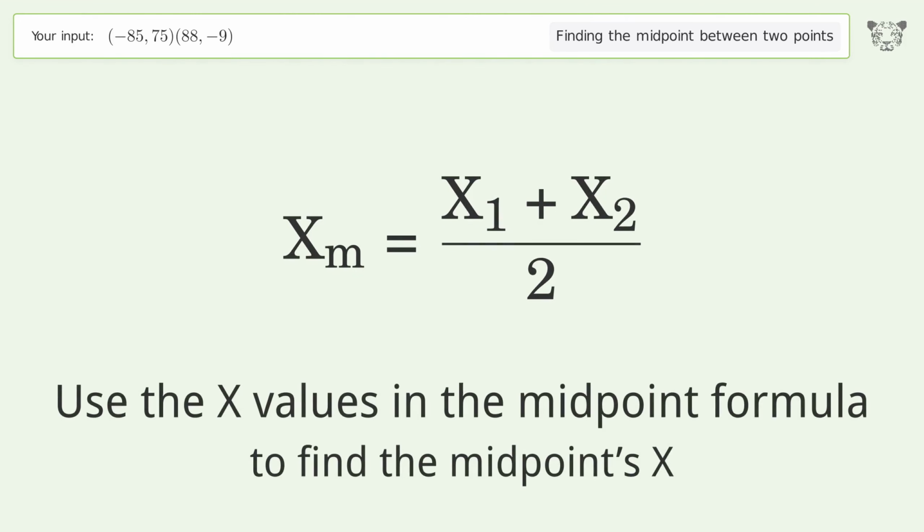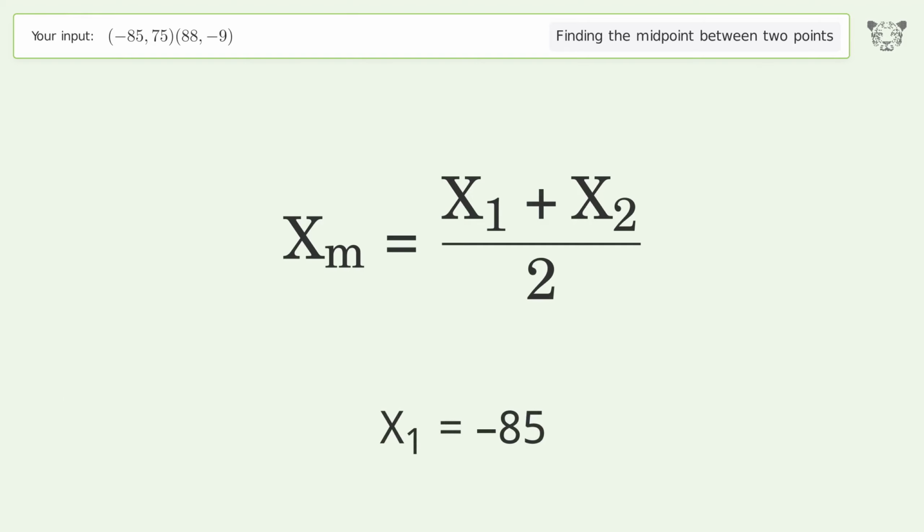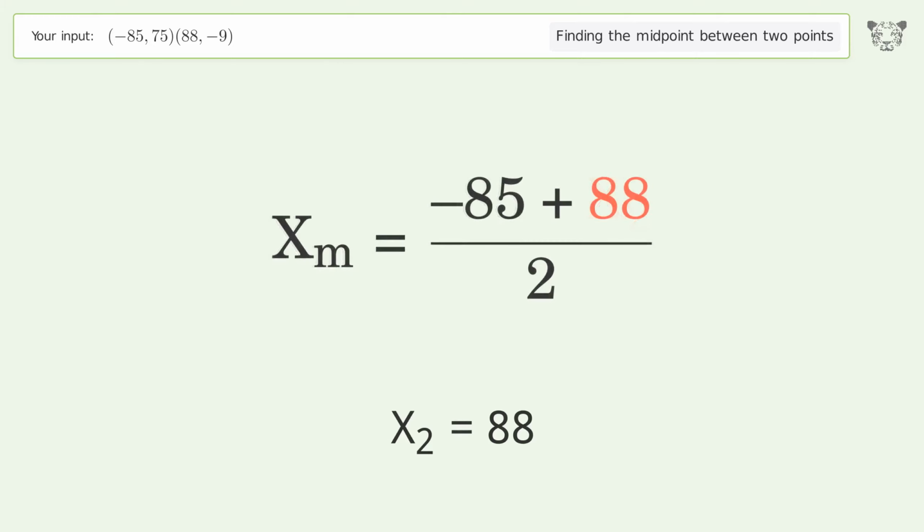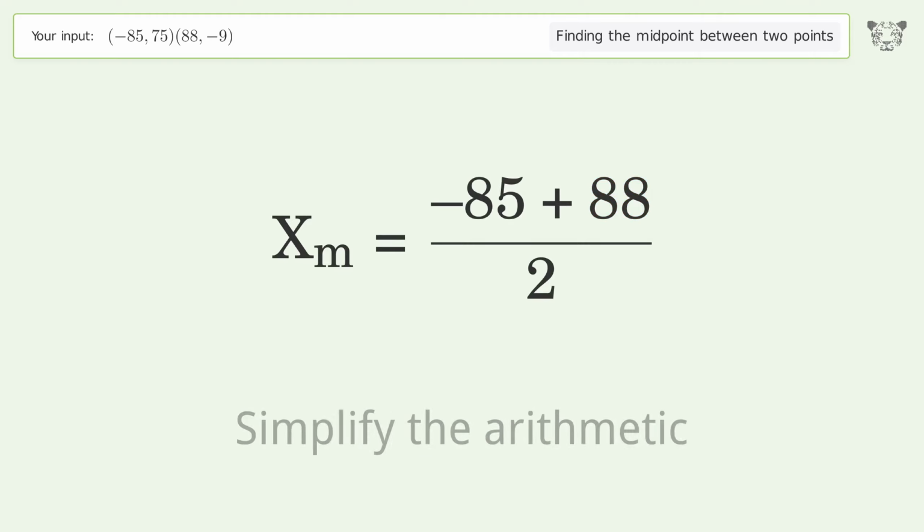Use the x values in the midpoint formula to find the midpoints x. x1 equals -85. x2 equals 88. Simplify the arithmetic.